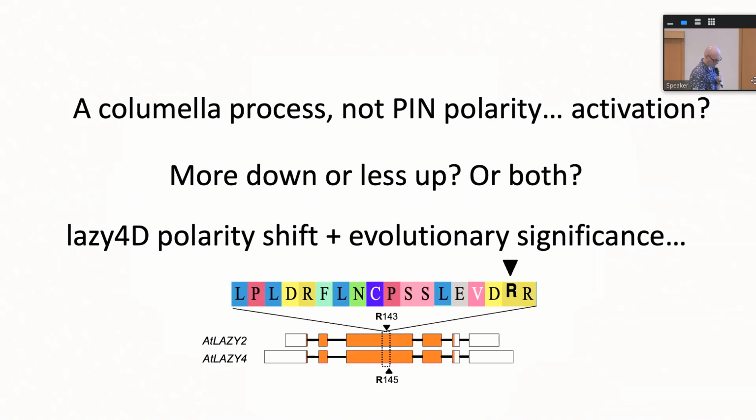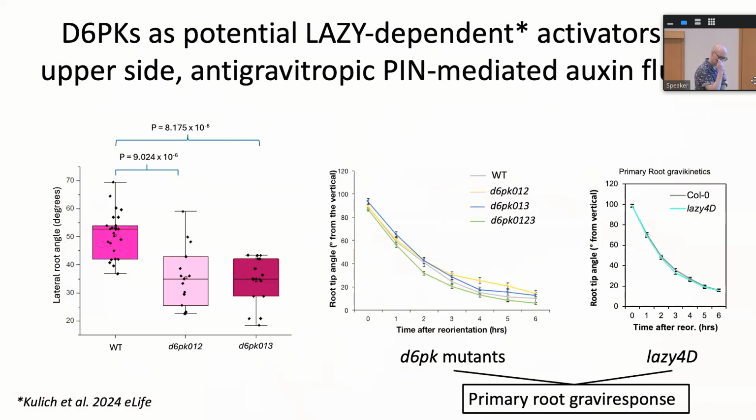So we started to think about activation, and we were thinking about D6PKs. We have some very old data on D6PKs. Thank you to Klaus for the lines way back. And interestingly, Yiji's group have also recently shown that there is lazy-dependent recruitment of D6PKs during gravity response. And I was reminded of the really impressive phenotype that we see from the D6PK mutants.